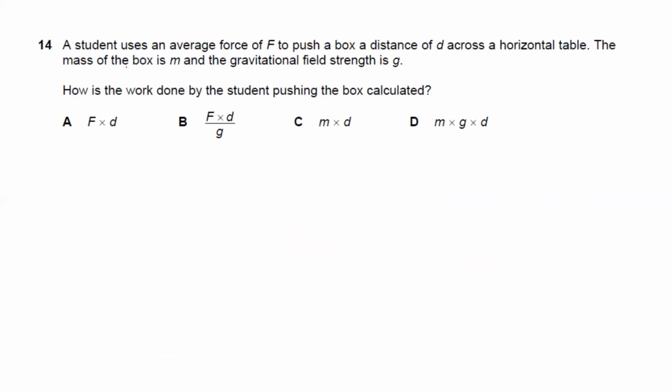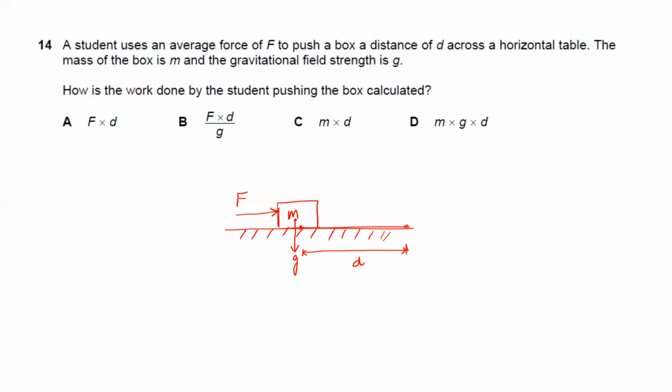Next question. Question 14, it says a student uses a force F to push a box a distance d across a horizontal table. The mass of the box is m and the gravitational field strength is g. How much work is done by the student in pushing the box? So let's say this is our horizontal table, and we have a box of mass m, and the weight of the box is acting downward, and the force F is applied, and the box moves a distance d.